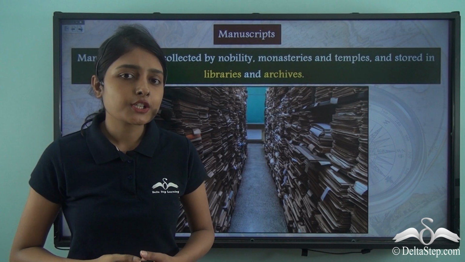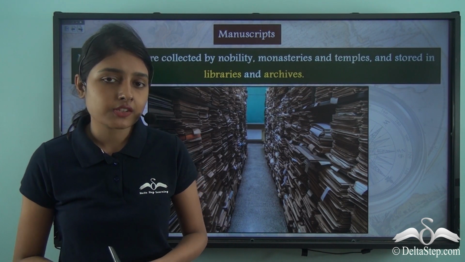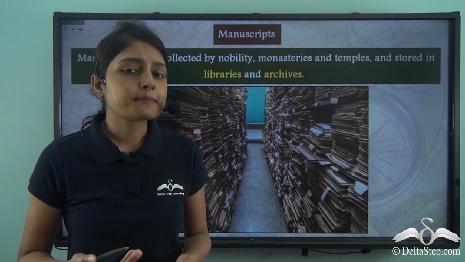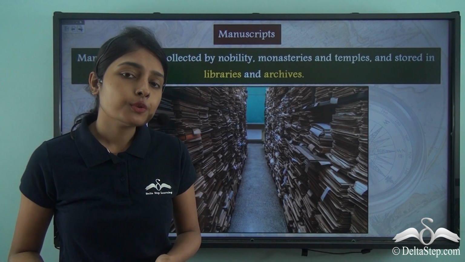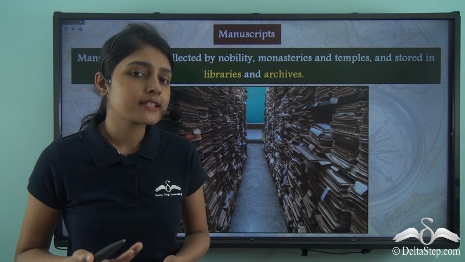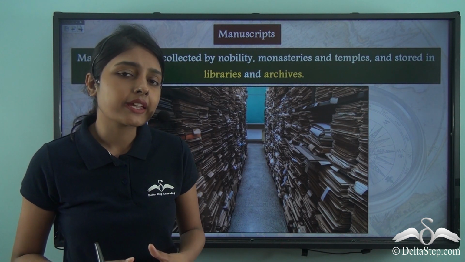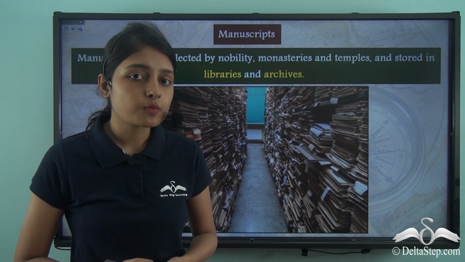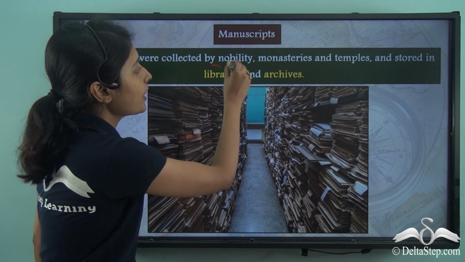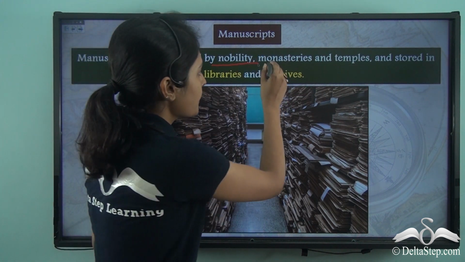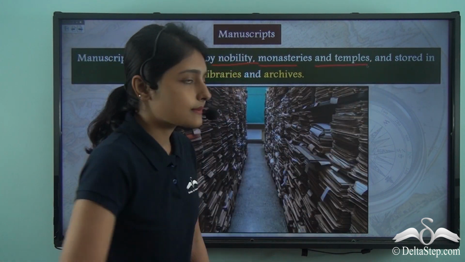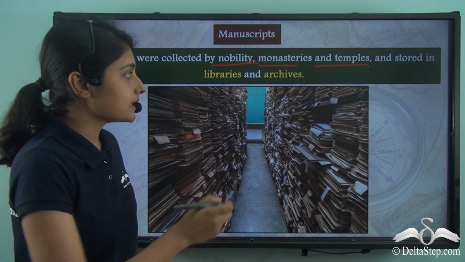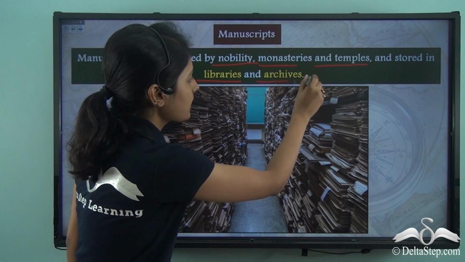Now, this discussion brings us to a very important question. Who stored those manuscripts? Because these manuscripts were huge. So many things were written in the form of these manuscripts. Now, who took care of preserving the manuscripts? The manuscripts were stored by the royalty, nobility, monasteries, and temples. Now, where were these manuscripts stored? These were stored in libraries and archives.